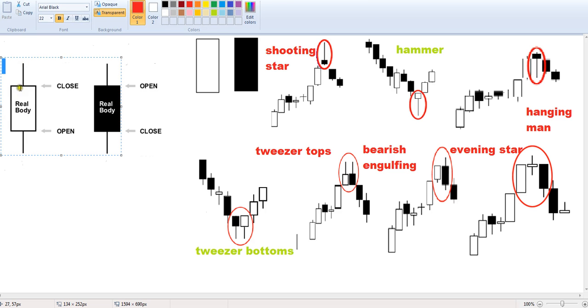The real body is the open and close. And on a bullish candle, the close is at the top and the open's at the bottom. On a bearish candle, it's the opposite. The open's at the top and the close is at the bottom. The reason is obvious because, during that time frame the candle represents, whether it's 5 minutes, 15, an hour, if it's bullish, it closed higher than it opened. If it's bearish, it closed lower than it opened. So the logic makes sense.